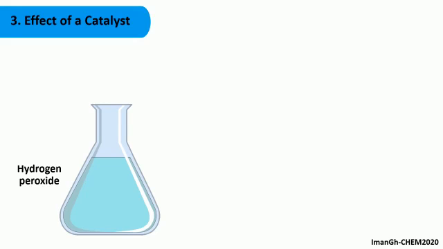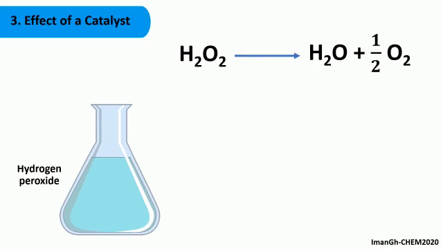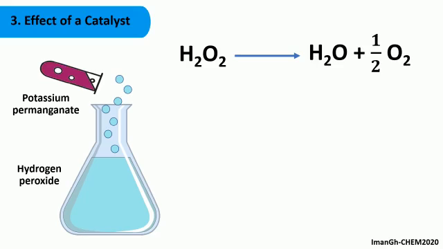A flask is filled with hydrogen peroxide. Its formula is H2O2. Hydrogen peroxide decomposes to produce water and oxygen gas according to the following equation. To increase the rate of this reaction, we can add a chemical called potassium permanganate. We notice that hydrogen peroxide is decomposed faster.